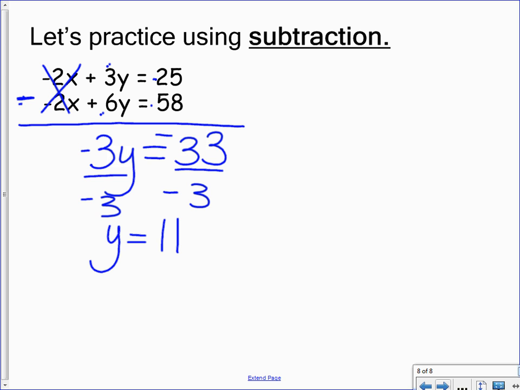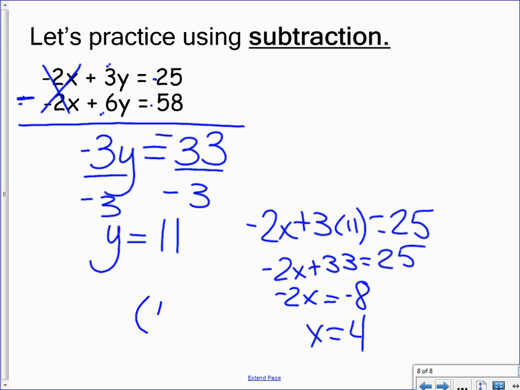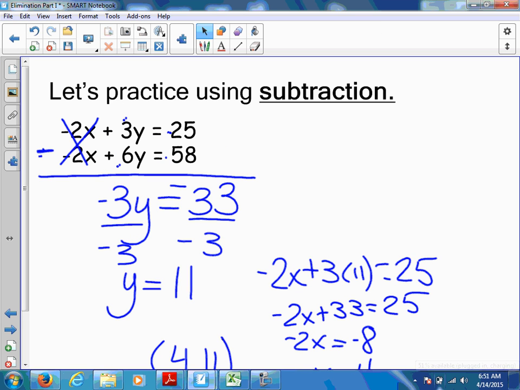What is x? Negative 2x plus 3 times 11 equals 25. Negative 2x plus 33 equals 25. Negative 2x equals negative 8. x equals 4. So my ordered pair is 4 comma 11. Okay? Again, you could have set that up as adding the opposite. If you want help with that, see me. That concludes our elimination practice using subtraction.